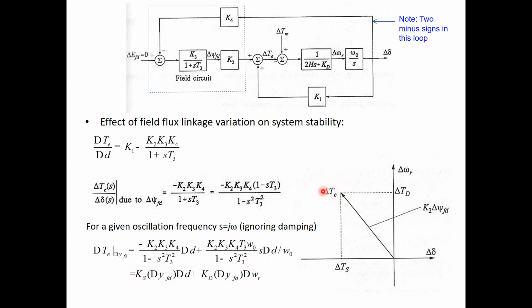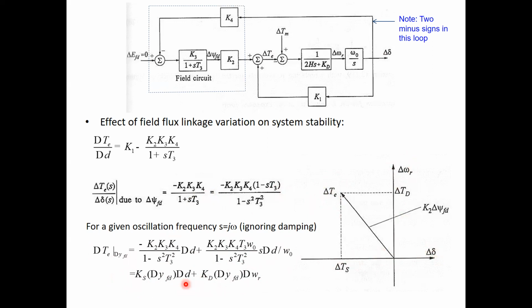This is the electromagnetic torque. Now this electromagnetic torque is actually the phasor sum of two components. One is the synchronizing torque, which will be a function of delta. Another is the damping torque, which will be a function of omega. So on this axis, we have omega, and on this axis, we have delta.